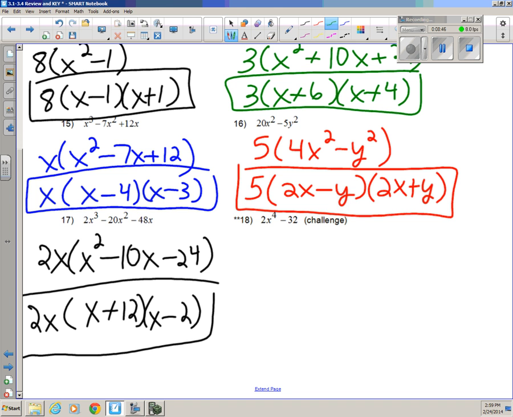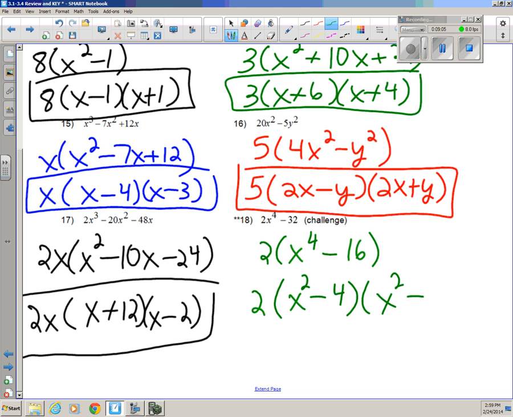Last but not least, it's a challenge one. Let's see, we've got a GCF, and the GCF is a 2. What's left over is x to the 4th minus 16. Inside I can DOTS, so I don't lose my GCF, but I square root what's in the parentheses. It becomes x squared minus 4 and x squared plus 4, one's minus and one's plus.